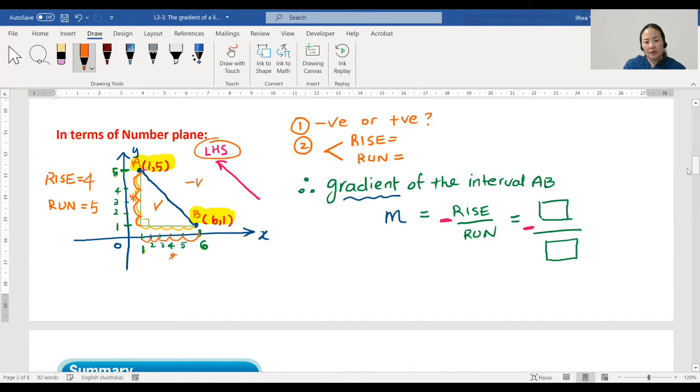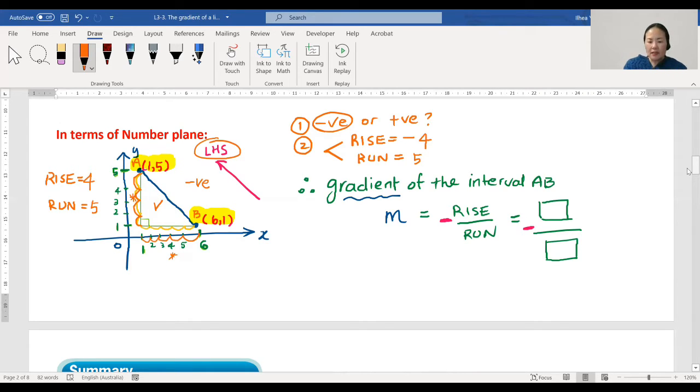It's a negative gradient. Step 1, we need to decide whether this interval is a negative or positive gradient. It is negative. That gives us a negative rise. So instead of writing a 4, I need to write a negative 4. But my run is always positive. There's no negative and positive for run, so it's always positive. Rise is different. If an interval is going towards your left, you have a negative rise. If it goes to your right, it is a positive rise.